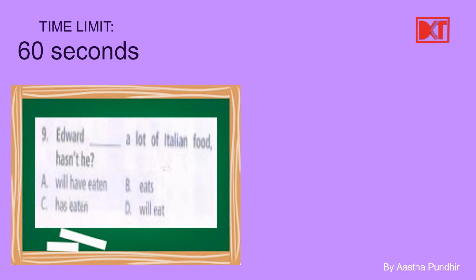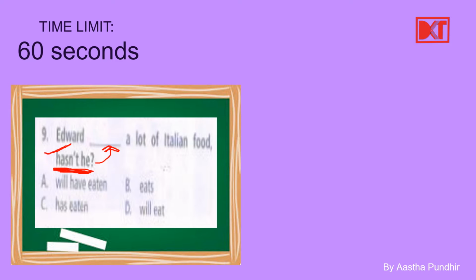All right, next. Edward dash a lot of Italian food, hasn't he? Edward will have eaten, Edward eats, Edward has eaten, or Edward will eat. Now here you see we have a question tag, hasn't he? So this sort of gives you a hint as to what verb and what option is going to come in the blank. Now we know for question tags, hasn't he?